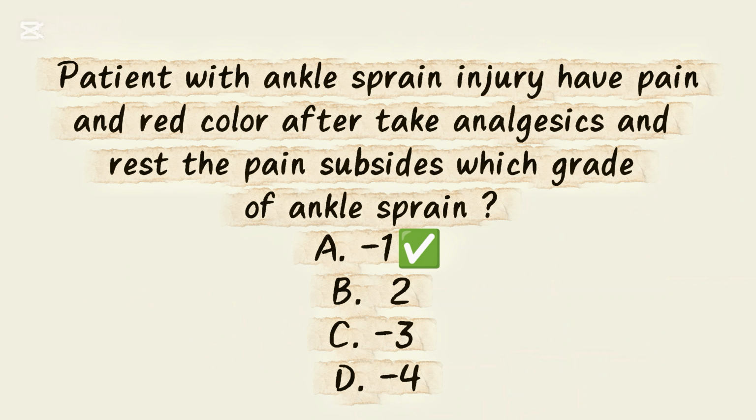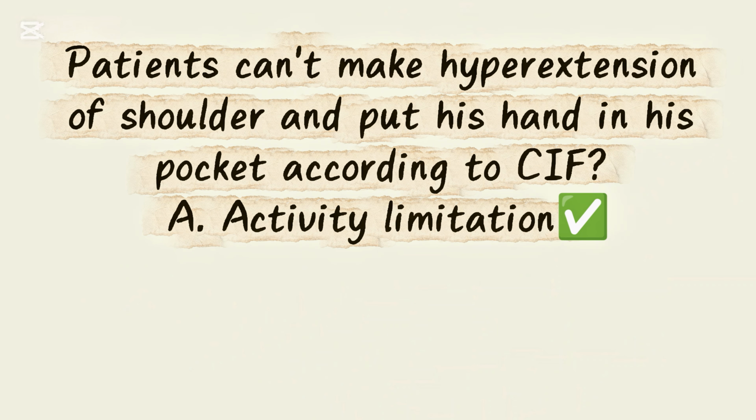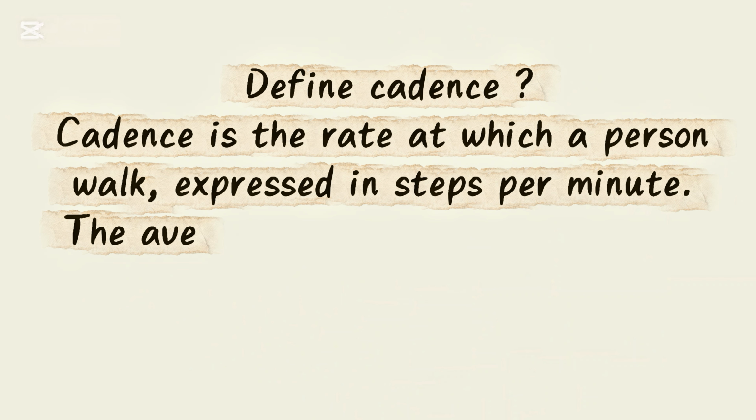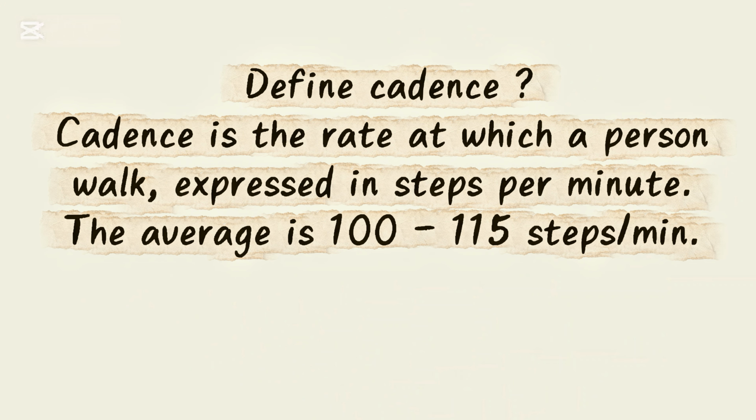A patient with an ankle sprain injury has pain and redness; after taking analgesics and rest the pain subsides. Which grade of ankle sprain? A. 1. B. 2. C. 3. D. 4. A patient can't extend the shoulder to put his hand in his pocket. According to SCFHS, this is: A. Activity limitation. B. Impairment. C. Disability.